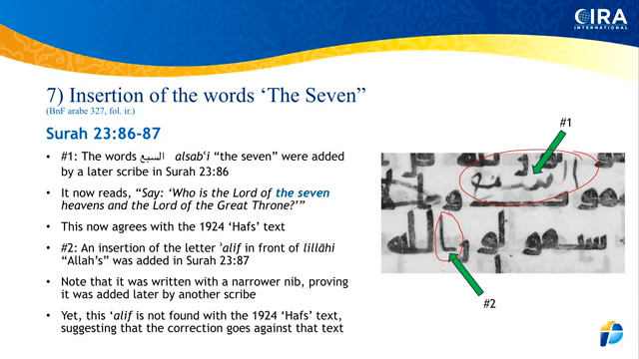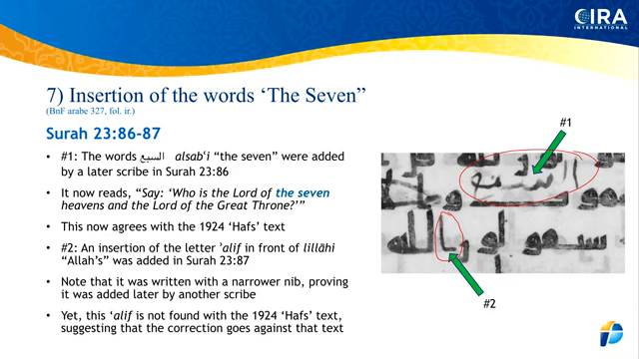That's in chapter 23, verse 87. That aleph has been added. Note that it is written with a narrower nib, proving it was added later by another scribe. So what's fascinating, yet this aleph is not found in the 1924 Hafs text, suggesting that the correction goes against the text. Absolutely. So here you have just the opposite of what we've been saying altogether.